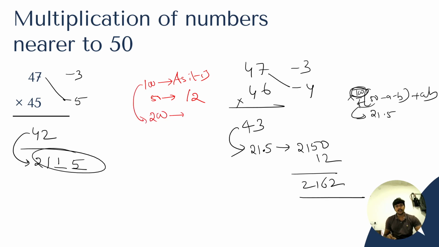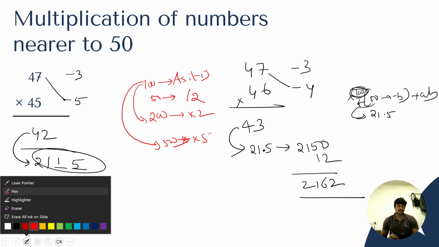Which is double, simply multiply with 2. Then what are you going to do for 500? Simply multiply with 5. Because 100 is our base. If you're doing for 50, we're dividing by 2. So for 100 you are going to multiply with 2. For 500, 5. Let us see whether it is true or not.